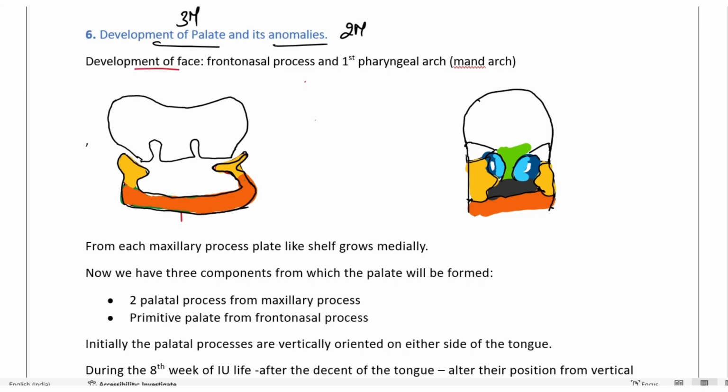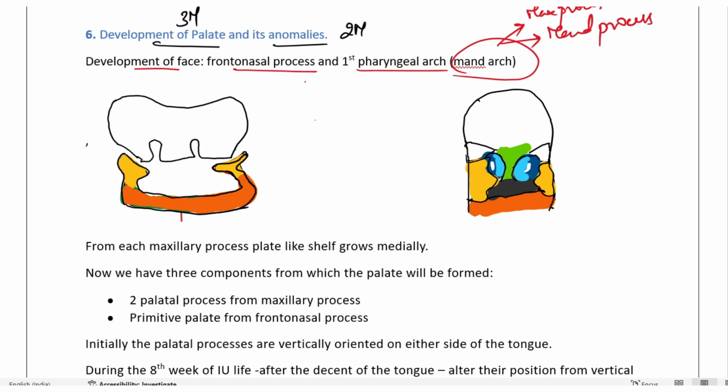Development of face takes place from the frontonasal process and the first pharyngeal arch. It's also called the mandibular arch. Now this mandibular arch gives rise to the maxillary process and the mandibular process. Okay, so briefly, roughly however you draw, but a diagram is important.